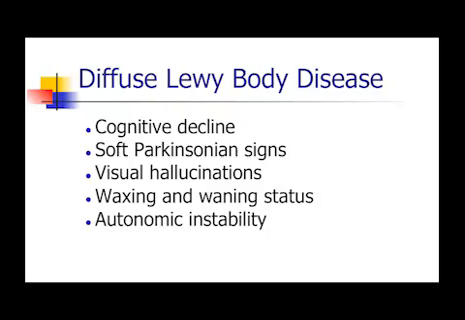Next, we want to talk about diffuse Lewy body disease. This is probably the second most common cause of dementia throughout the industrialized world. It presents in a fairly classic manner. We do see early cognitive decline along with soft Parkinsonian signs. Usually these patients do not present with an early tremor, but they can. What we do see is a mask-like face, a bent-over, simian-type posture, and some shuffling gait, and some postural instability.